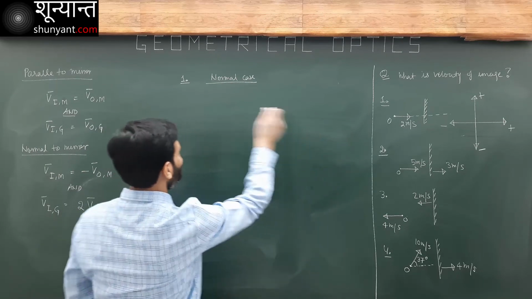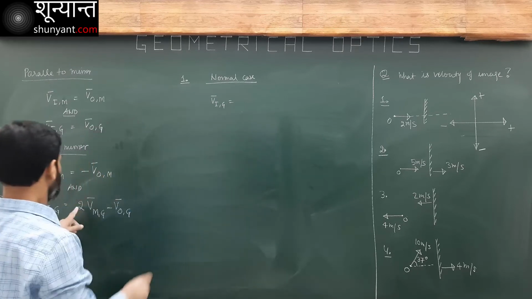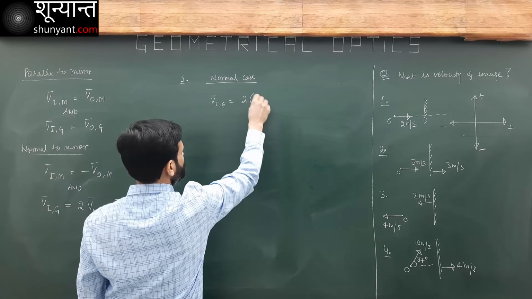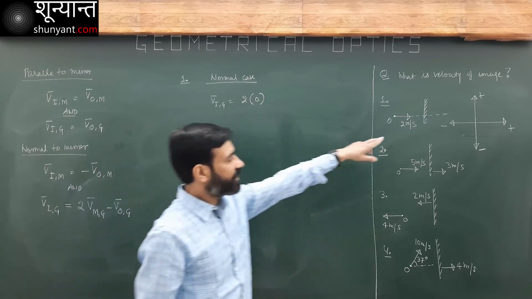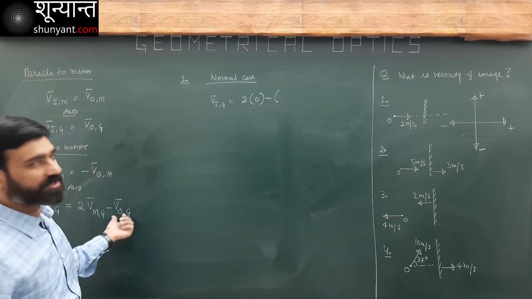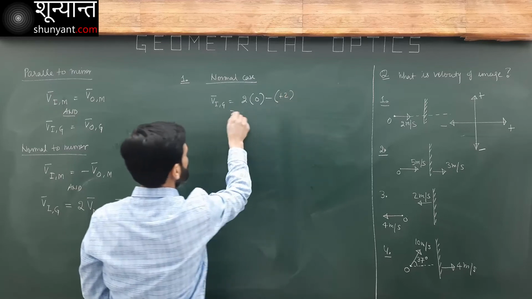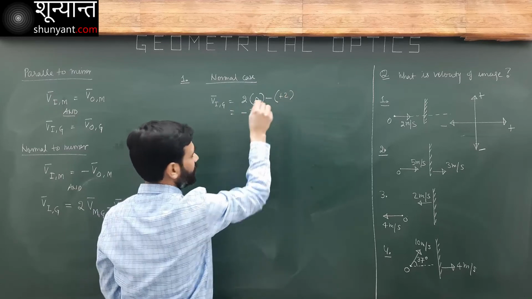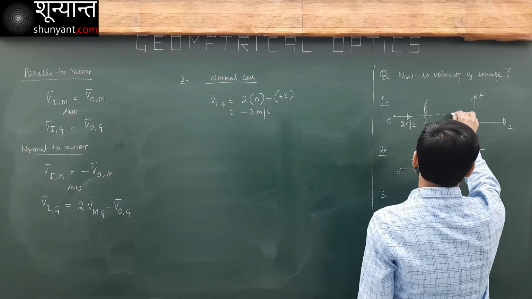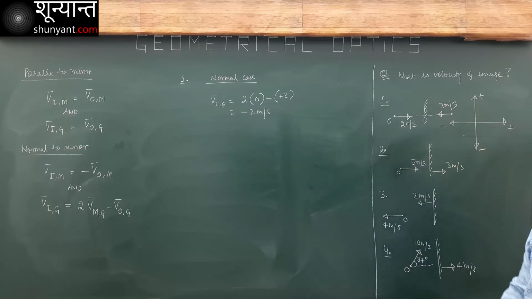Velocity of image with respect to ground is equal to 2 times 0, since the mirror is not moving, minus velocity of object. What is velocity of object? It is plus 2. It becomes minus 2 meter per second. This is simple. That means image will be moving like this, 2 meter per second with respect to ground.